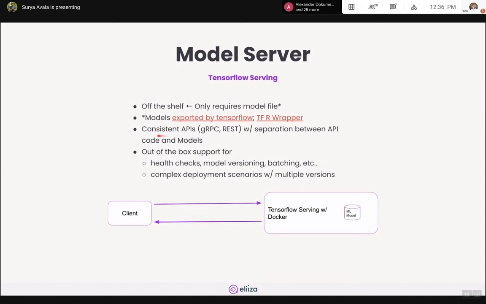So TensorFlow Serving offers consistent APIs. They offer gRPC APIs and REST APIs also. And by this approach, we are essentially separating API code and our models. Also, it comes with out-of-the-box support for health checks, model versioning, batching, and it also supports complex deployment scenarios with multiple model versions and all the fancy stuff like that.